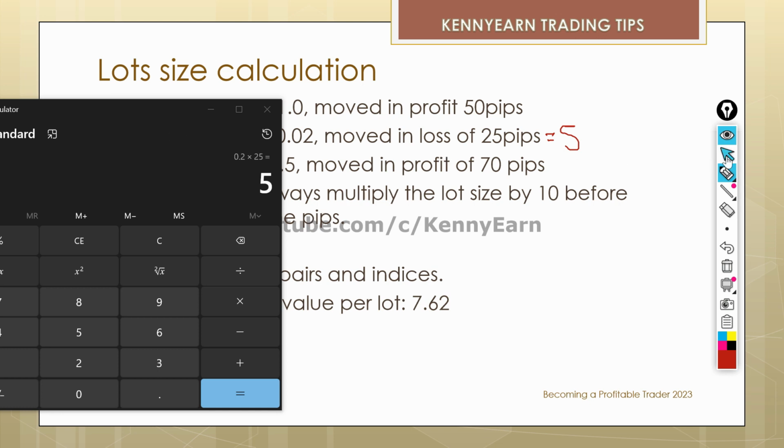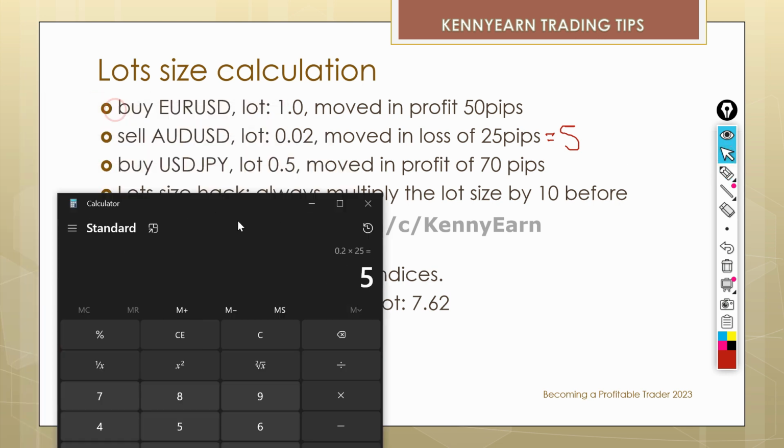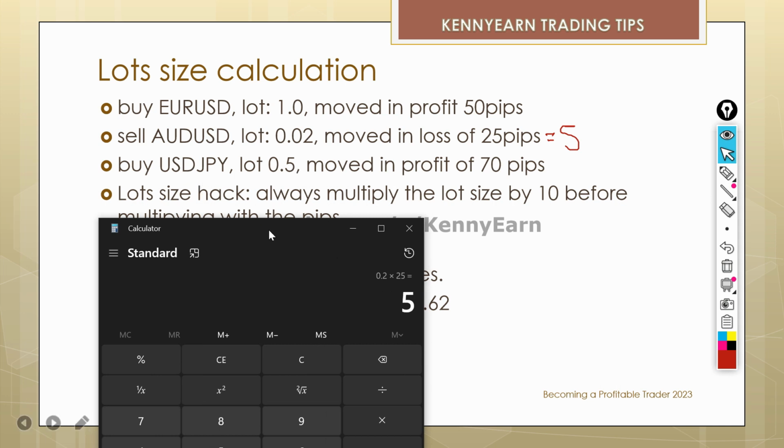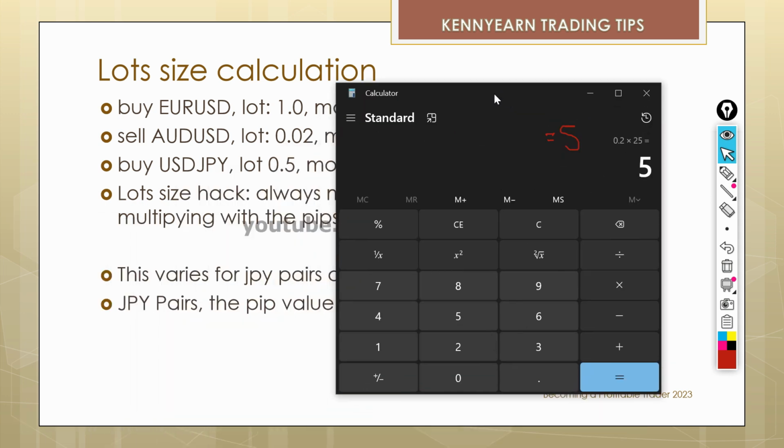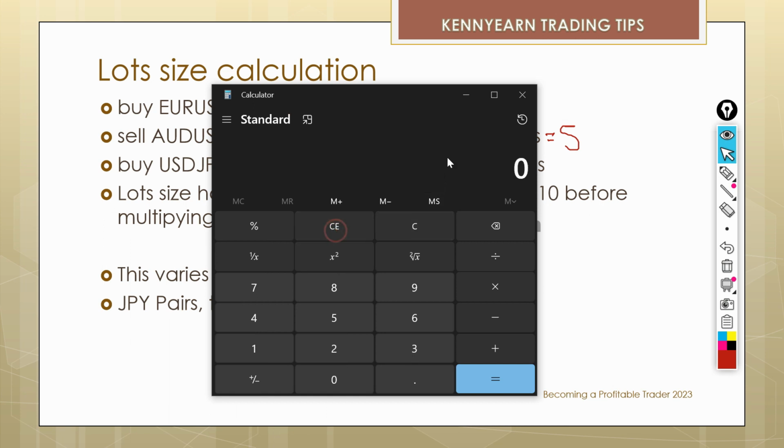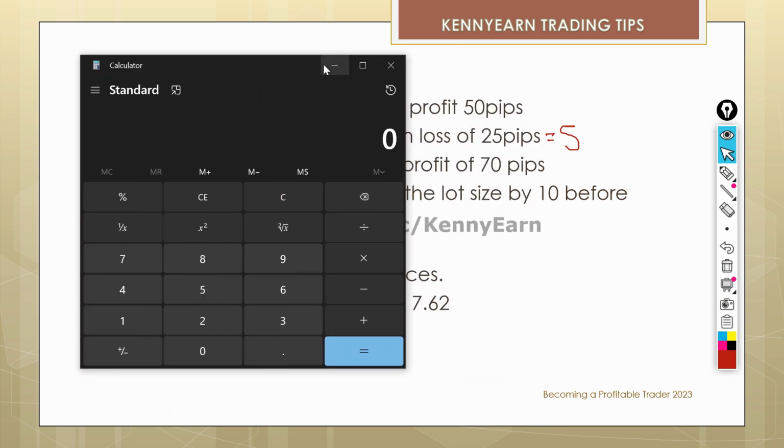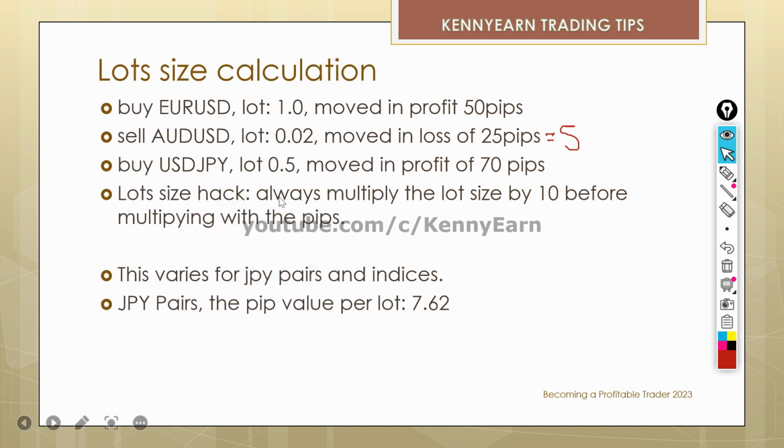And JPY calculation, like I said, for JPY pairs the unit calculation is different. So some of them you multiply by 10, some of them you multiply by 7. But I'm going to be showing you the easy ways to do all those things. We're not here to stress ourselves with a lot of calculation. We're not doing mathematics here. Alright, so the lot size rule is always multiply the lots by 10 before multiplying by the pips. That's how to calculate this.